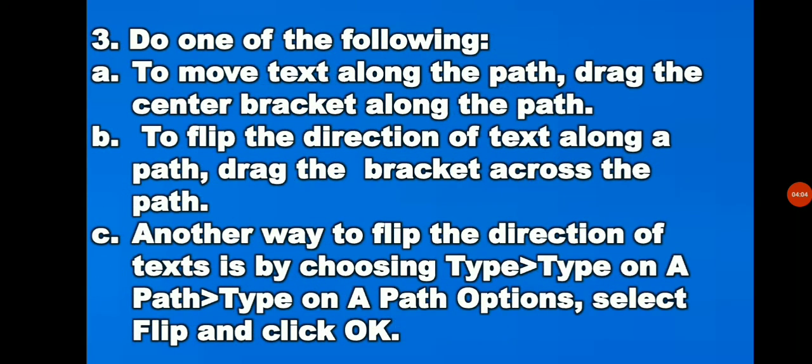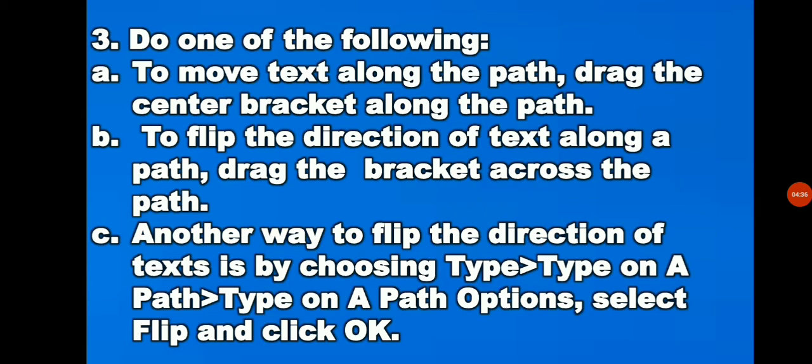Next, do the following. A, to move text along the path, drag the center bracket along the path. Hold down the Ctrl key to prevent the type from flipping to the other side. B, to flip the direction of text along the path, drag the bracket across the path. C, another way to flip the direction of text is to choose Type, Type on a Path, Type on a Path Options, select Flip, and click OK.